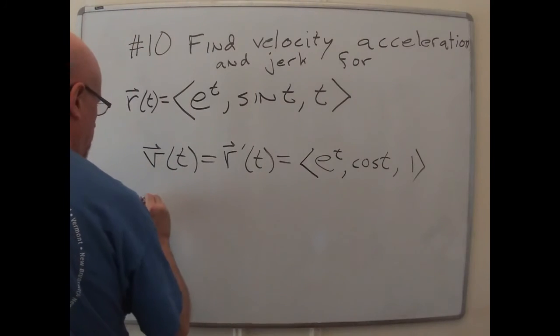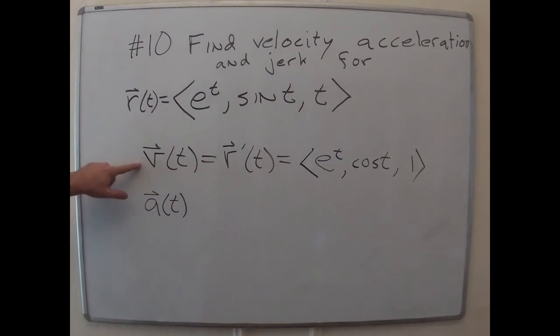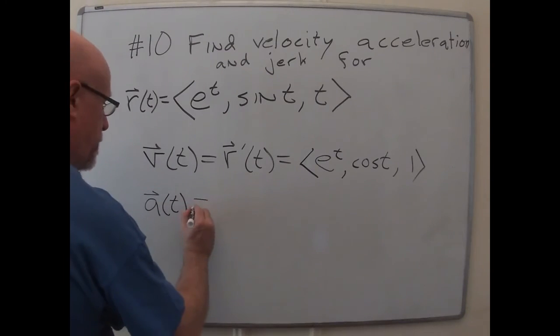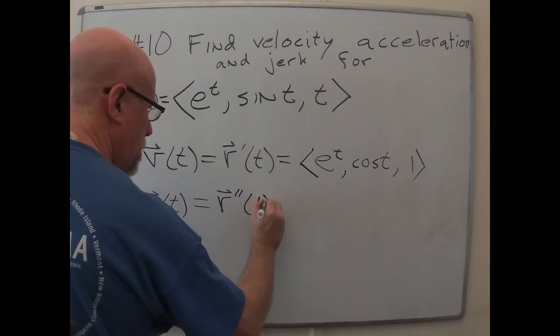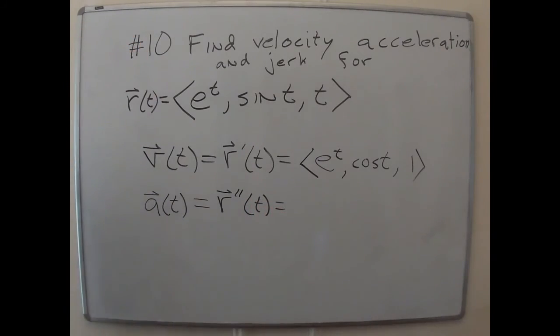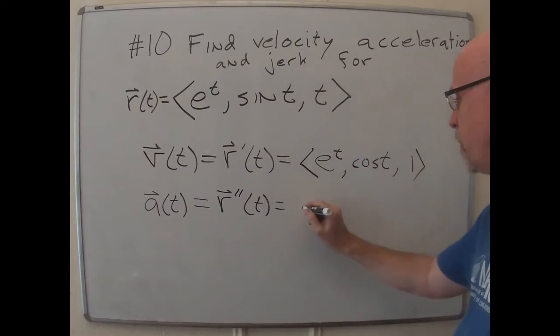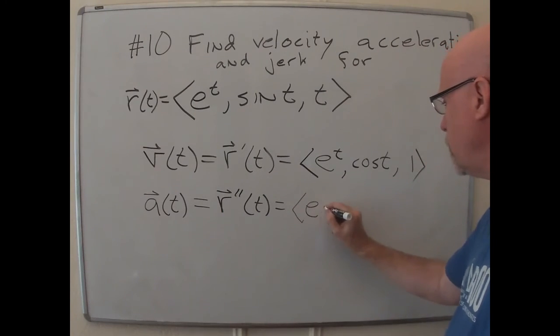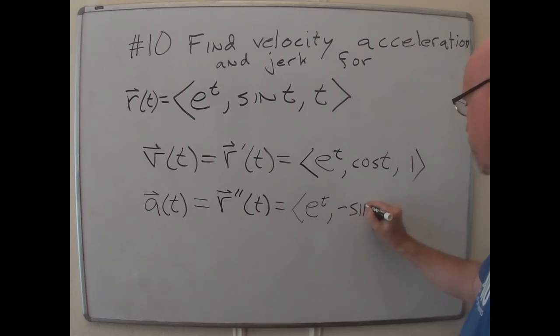Your acceleration vector, you could do it as the derivative of the velocity, but I prefer to just say it's the second derivative of the position vector. I'm just going to look at the thing above and take one more derivative on everything. So e to the t is never going to change, is it? But cos t is now going to become minus sine t. And the 1 is going to turn into a 0 at this stage.